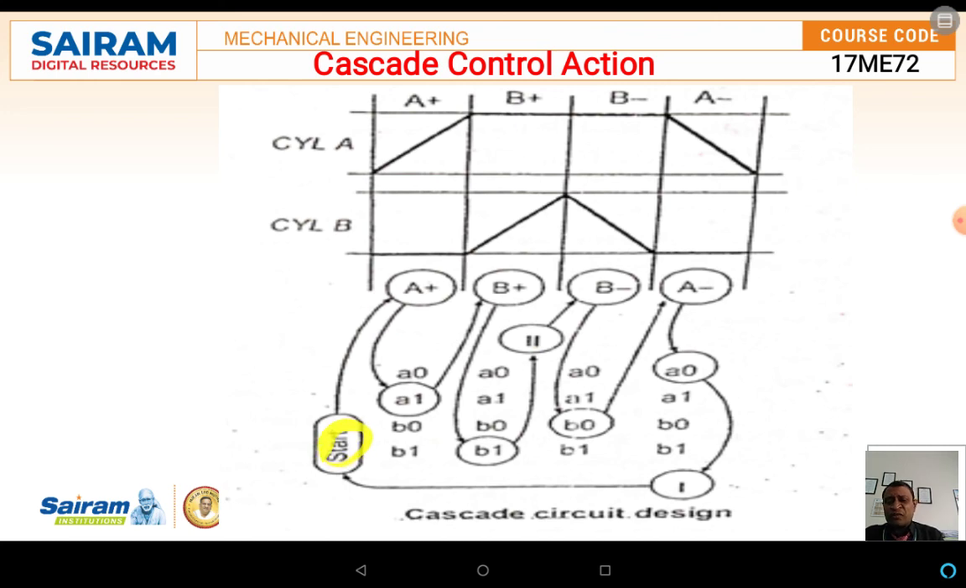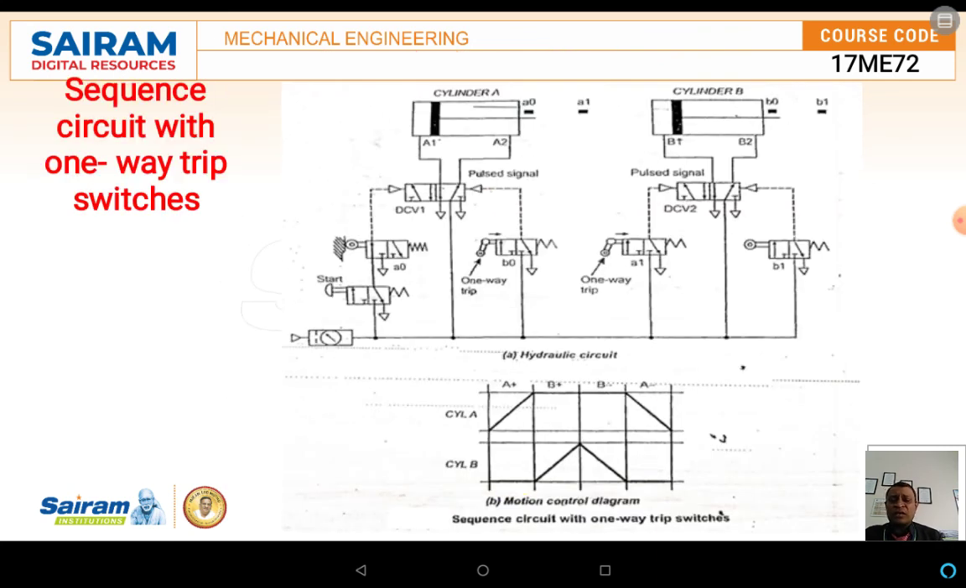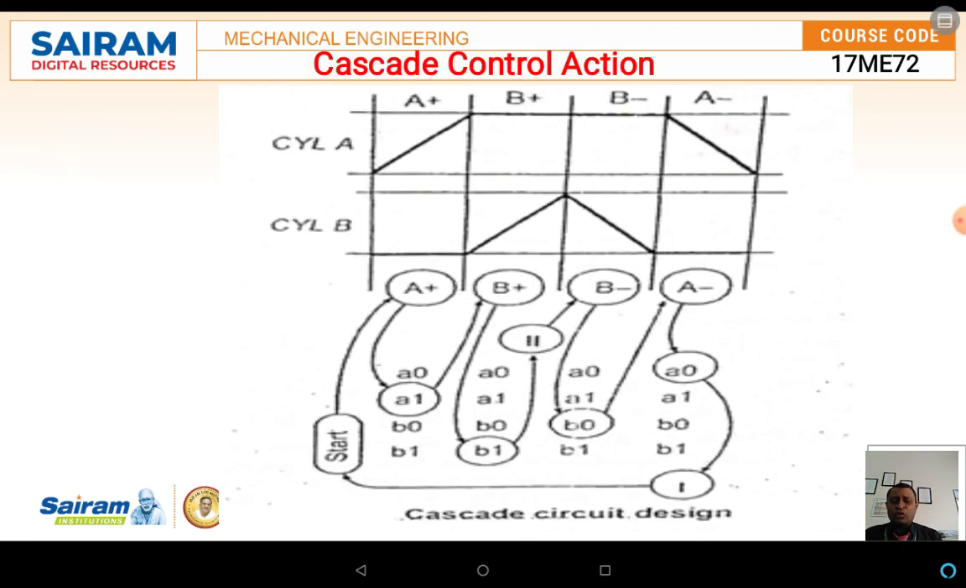See, this one is the start position, this one is the A plus of cylinder A, which is controlled by means of A1, and then afterwards B plus will start working, which is controlled by means of B1. This put together is group 1. Then the group 2: the B minus is controlled by means of B naught, and again B naught is in turn connected to A1 and to A naught. Then from here again it is group 1.